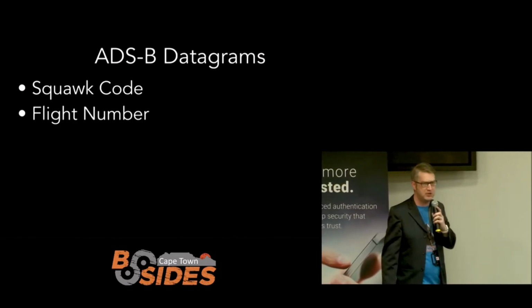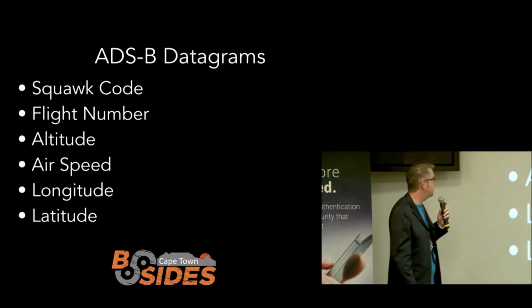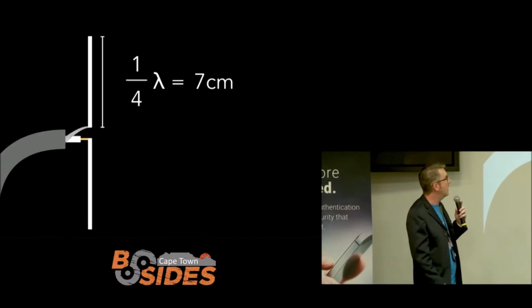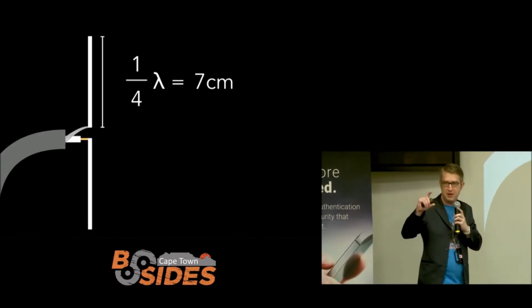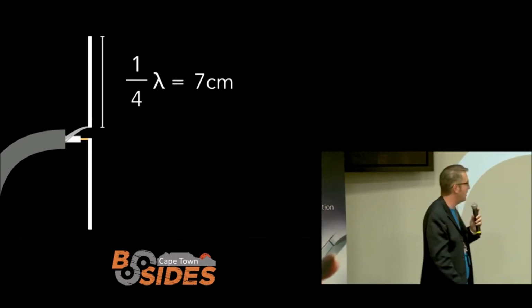So these ADS-B datagrams, I'm a software guy, remember, have that squawk code in there, the flight number, which in my experience is never populated for some reason. Your altitude, how high you are, your airspeed, longitude, and latitude. So of course, this broadcasts at 1090 MHz, and you need a much shorter antenna, only 7 centimeters. Am I wrong about that? You're nodding? Okay, cool.